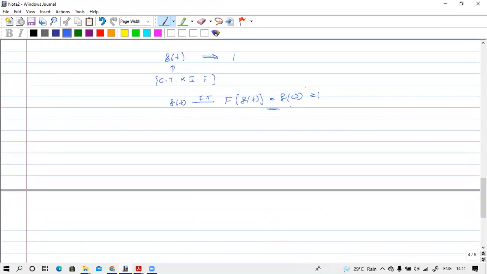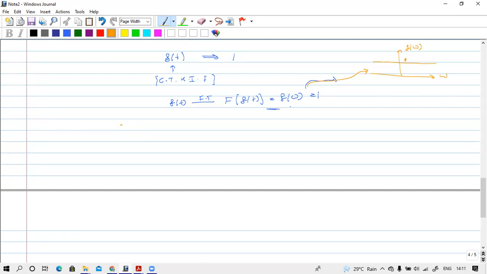If you draw this function, it will look like this. You should remember that in the omega domain, this is the delta function, and you will get this kind of function. Here it is 1. So this is the Fourier transform of the impulse function: delta(t) transforms to 1.